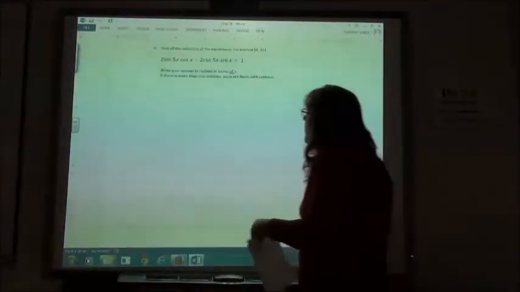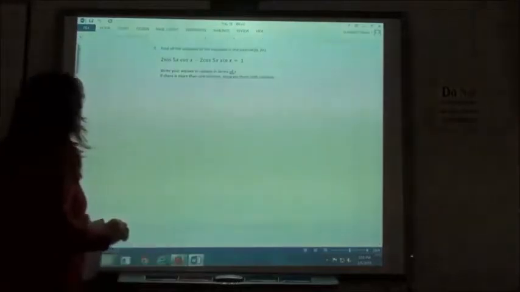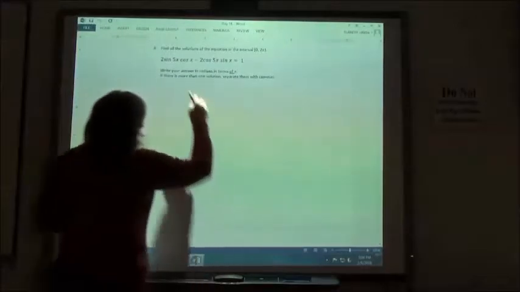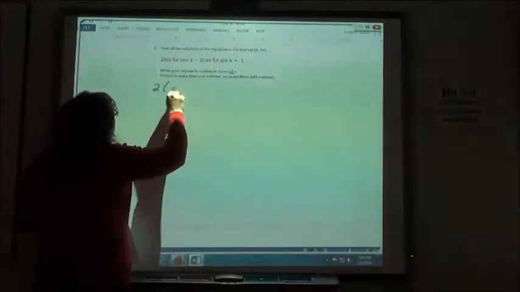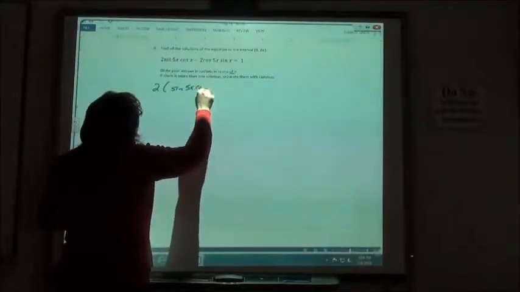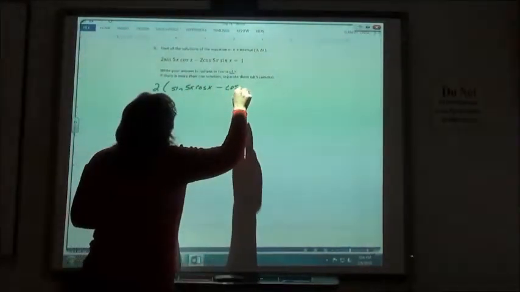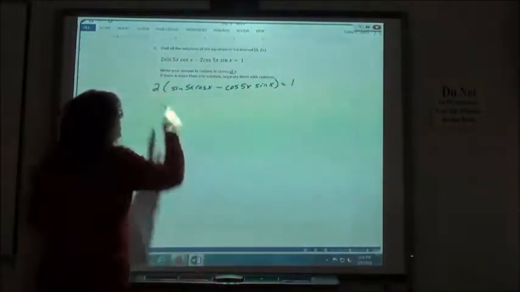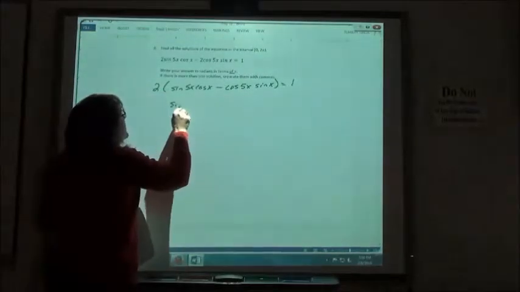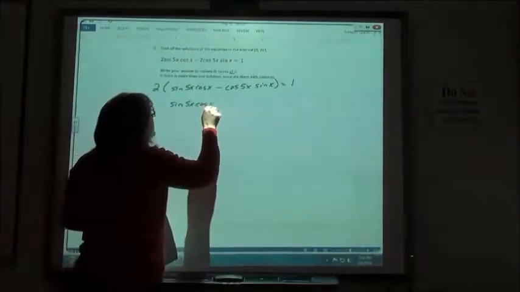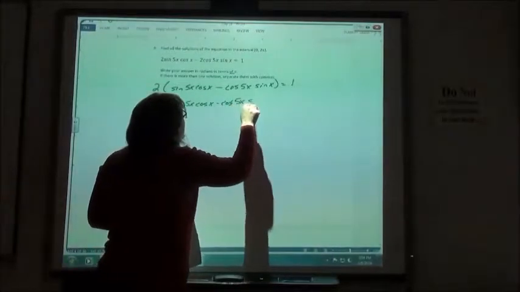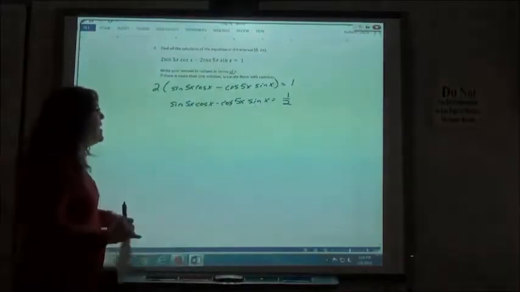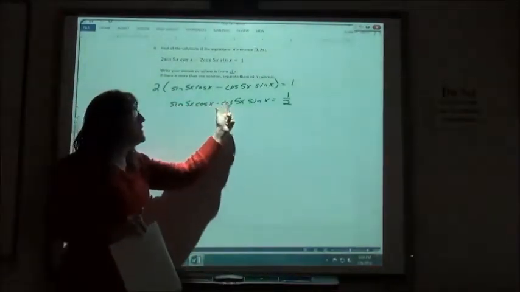Number 8, same kind of thing. I have 2 sine of 5x cosine of x minus 2 cosine 5x sine of x. If I factor out the 2, I would have sine of 5x cosine of x minus cosine of 5x sine of x equals 1. So if I divide by that, I would have sine of 5x cosine of x minus cosine of 5x sine of x equals 1/2. This again is one of my formulas. Sine, cosine, minus cosine, sine.